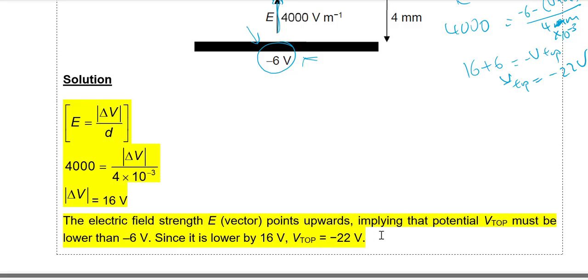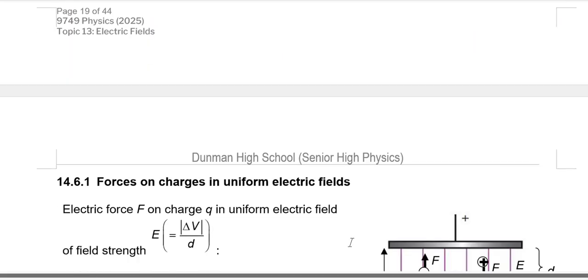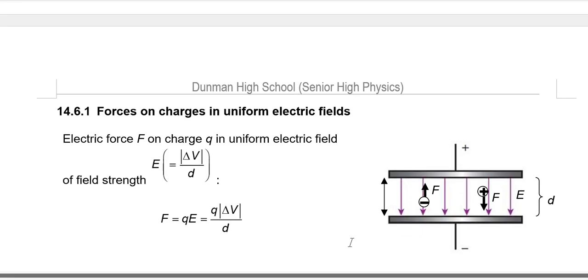Oh no, yeah, V top is minus 22 volts. Yes, it's correct. Right, again. Moving on. Right, so we look at forces on charges in uniform electric fields.